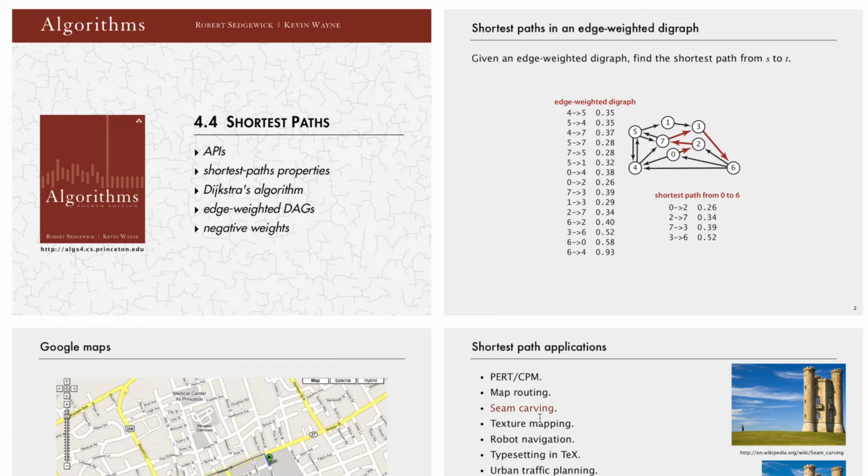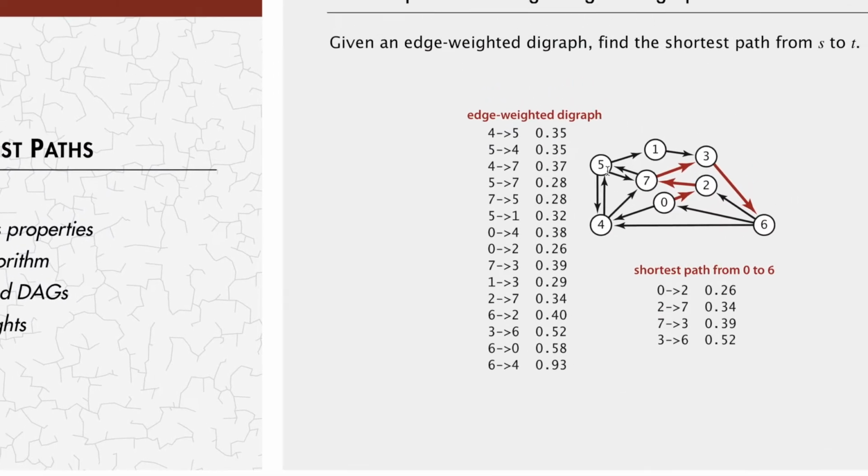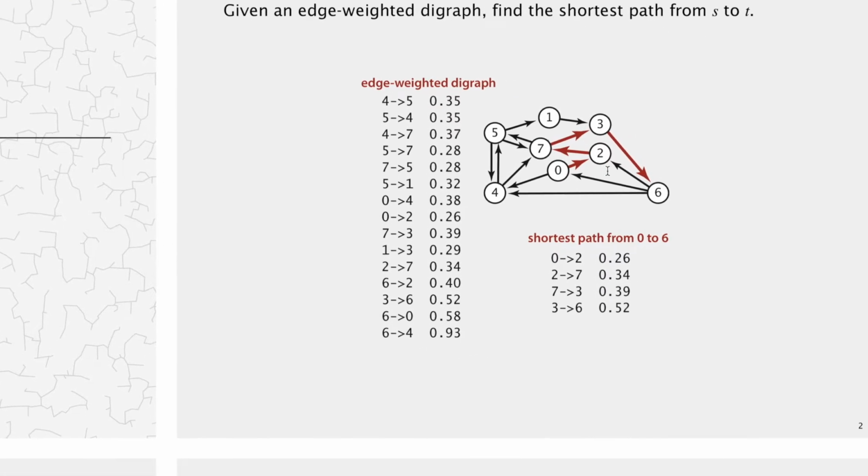Now, to compute the shortest path, we use edge-weighted digraphs. So now the edges are directed, but they are weighted. And the problem that we are going to be looking at is to find the shortest path from one vertex to another. So in this example, we've got a directed graph with a variety of directed edges.